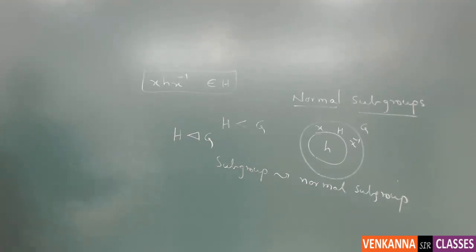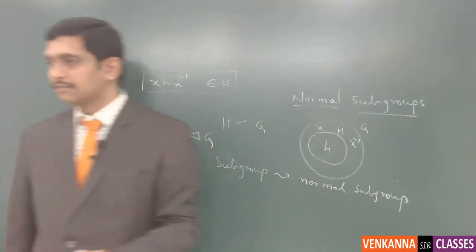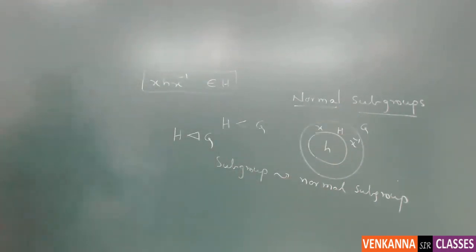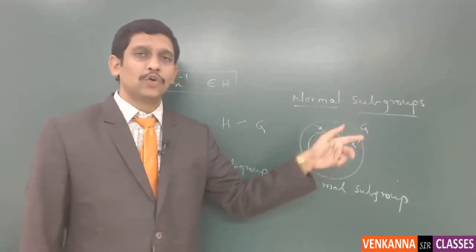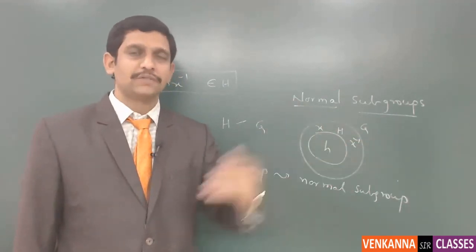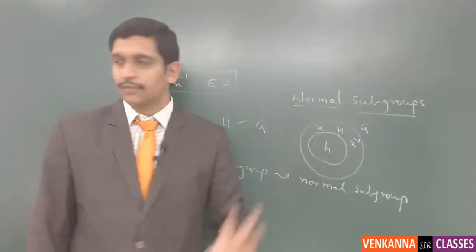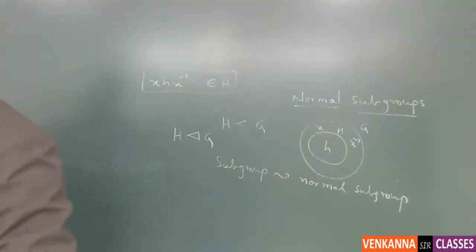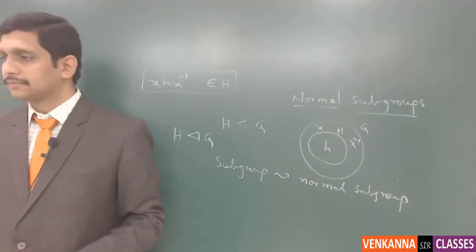X is outside of H, please understand. From the diagram, X is outside of H. Is that clear? So you take the values X and X inverse in the group which are outside of H, and you are taking only one element h in the subgroup and you are considering the product of it. Okay? Fine.